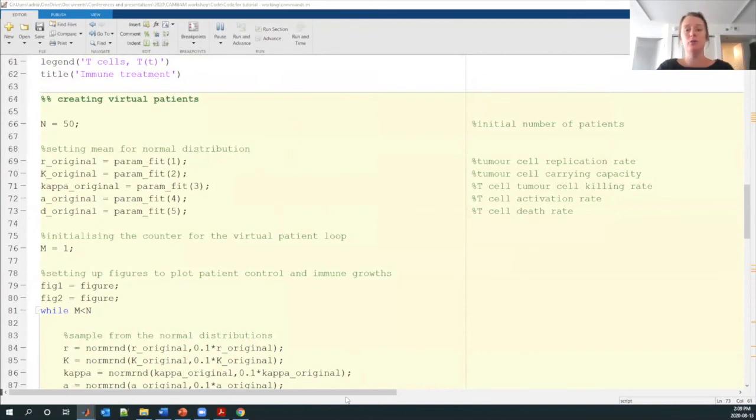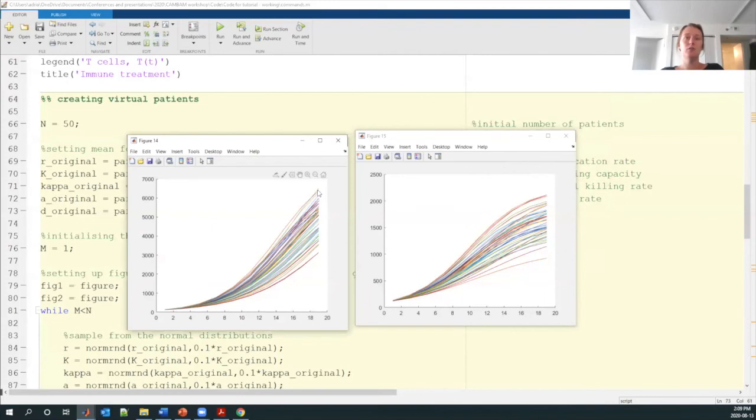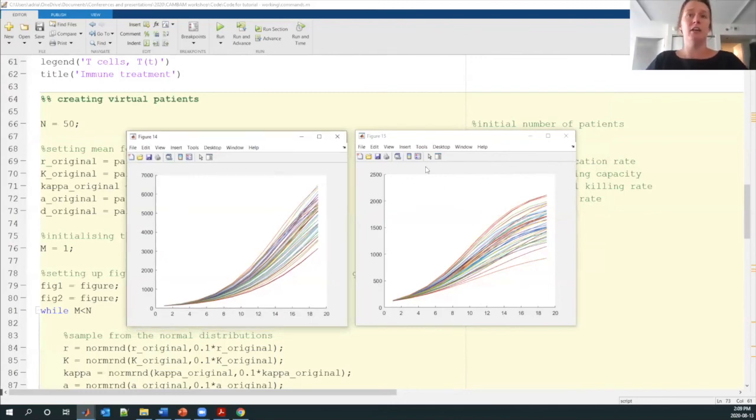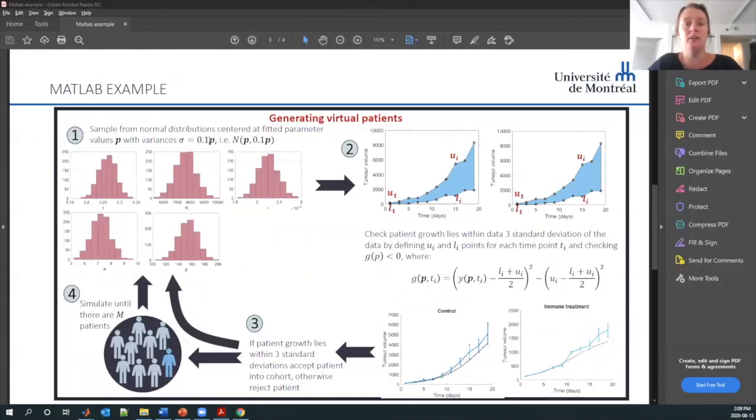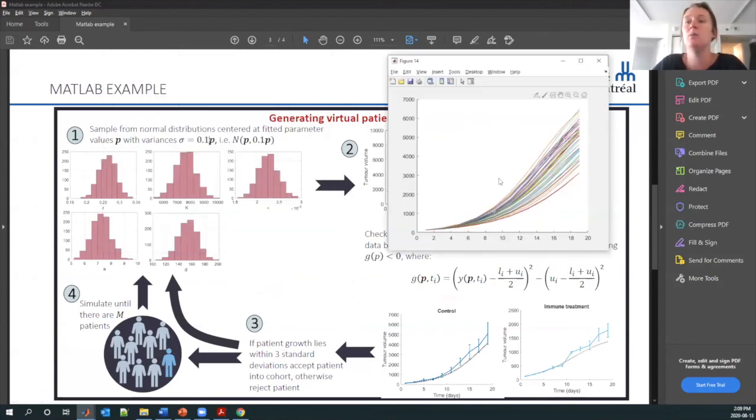So when you hit run, what you should see is that the simulator is plotting many, many colored curves, and it looks a lot like this. Each of these curves corresponds to a patient's tumor growth that fit within 3 standard deviations of the data that we were looking at. So if I go back to this slide here, each of these curves actually sat within 3 standard deviations of this data. And when it did, this patient was accepted into the trial, and we kept going until we reached 50 patients, because that's how many we were sampling.